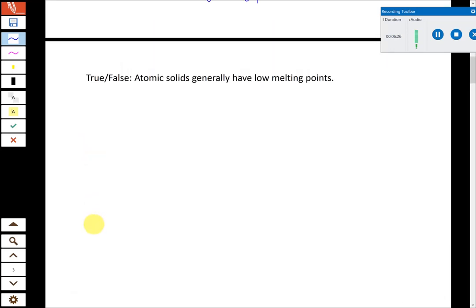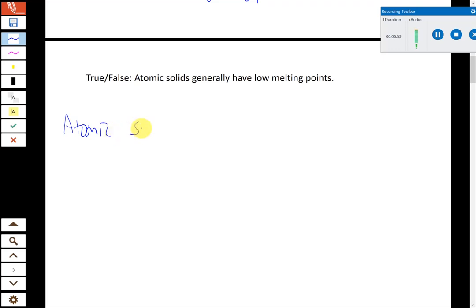So the one here, again, another true-false one where we had close to a 50% success rate, was atomic solids generally have low melting points. So atomic solids is sort of a broad characterization. So we talked about in the lectures some of the classifications of solids. And there's different ways of distinguishing them and then the different properties that they have.